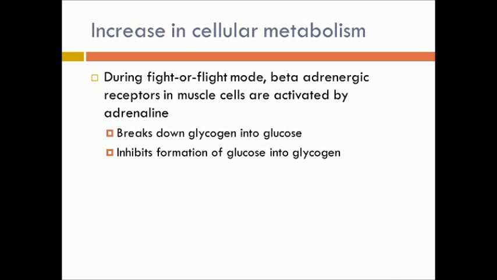During fight or flight mode, when your adrenaline is pumping, you have beta-adrenergic receptors in your muscle cells that are activated by adrenaline, also known as epinephrine today. When these receptors are activated, it breaks down glycogen, your storage form of glucose, into glucose, and it inhibits the formation of glucose into glycogen. So you have a lot of glucose freely floating so that you can use it during this fight or flight mode as just an extra pool of energy.